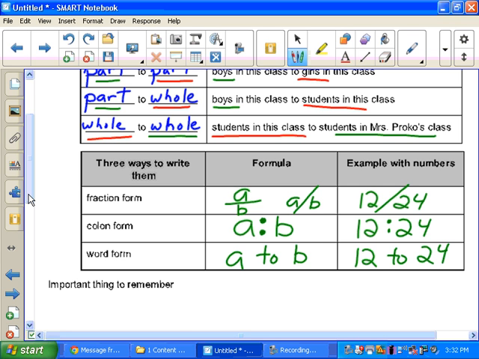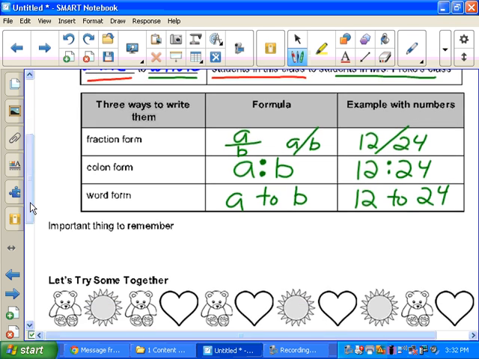The important thing to remember with ratios is that order matters. If I ask for the ratio of oranges to apples instead of apples to oranges, I would have to reverse my numbers. I would then say my ratio of oranges to apples is 24 to 12, where my ratio of apples to oranges is 12 to 24.